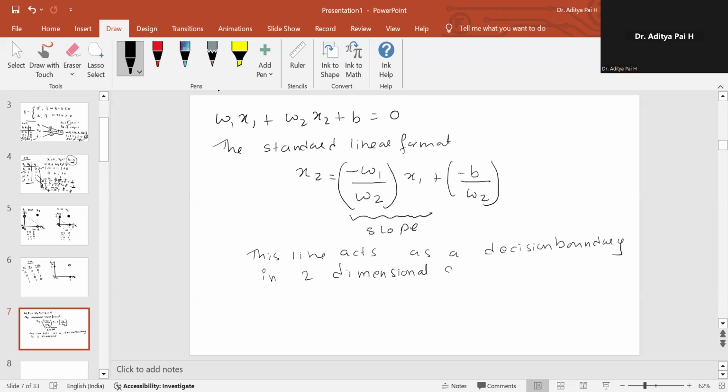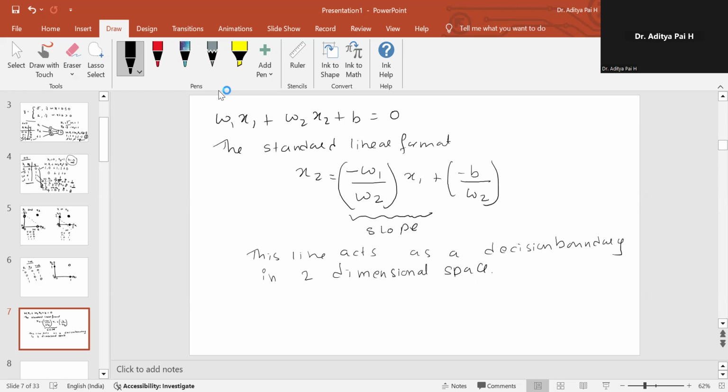The output 0 is assigned to all inputs lying on one side of the line, and output 1 is assigned to all inputs on the other side of the line. If there are more than two inputs, the decision boundary becomes a hyperplane. So the idea is the same, where you can separate the space into two categories.